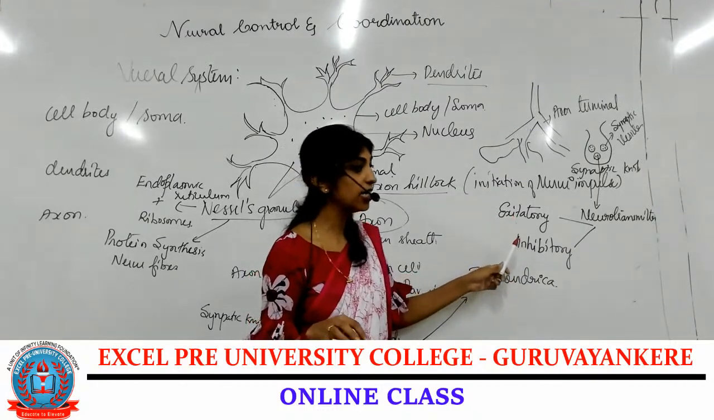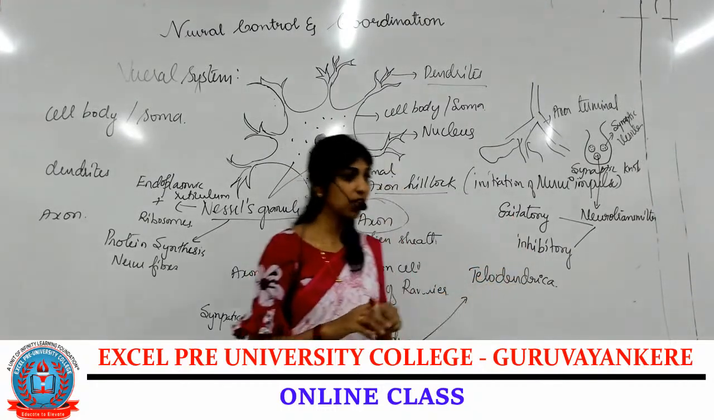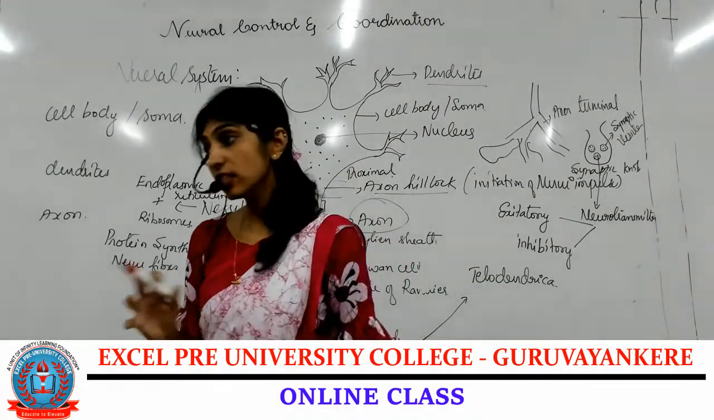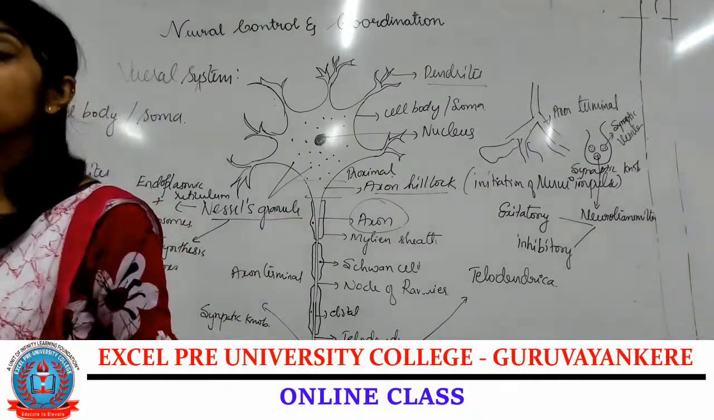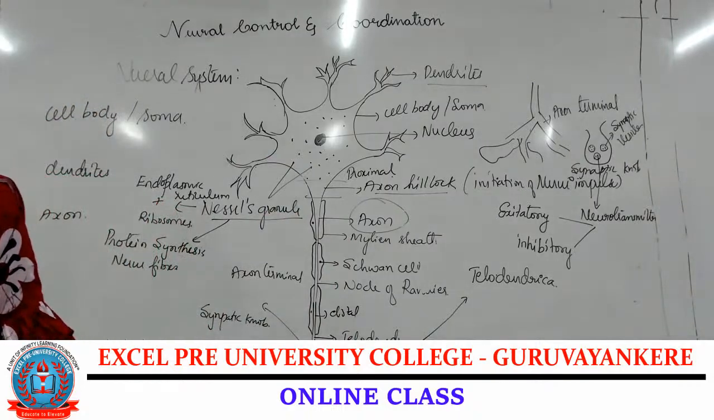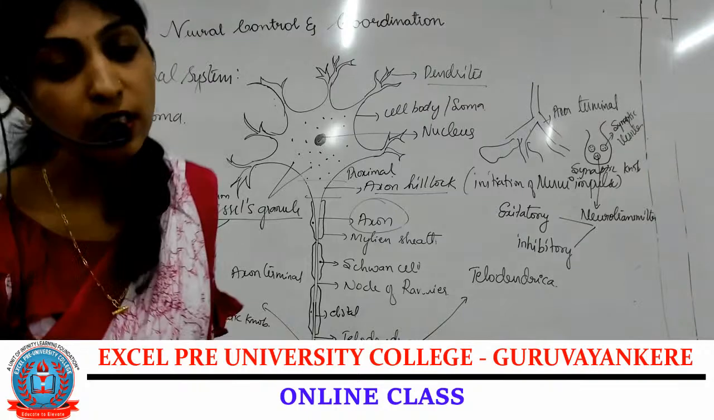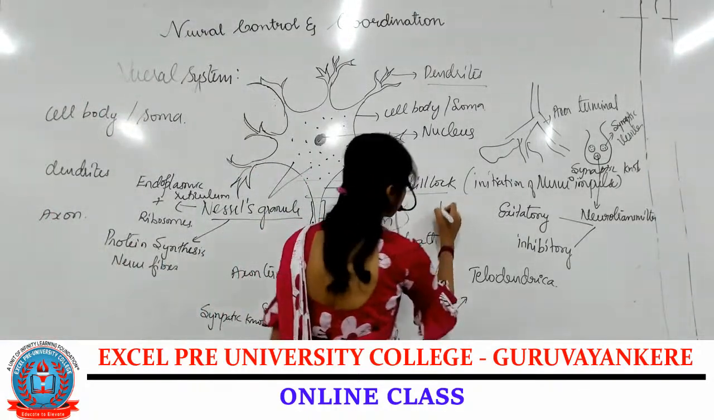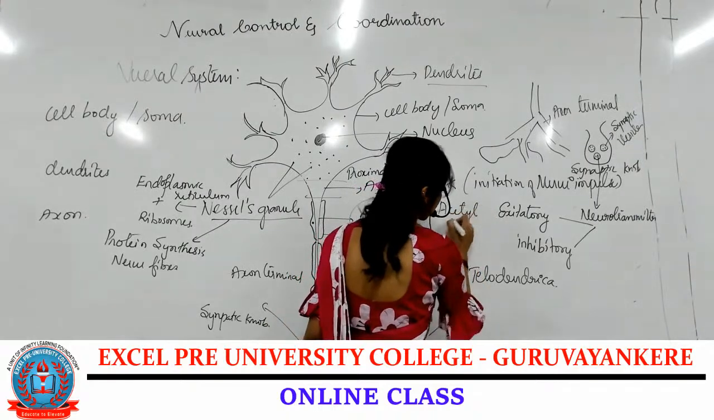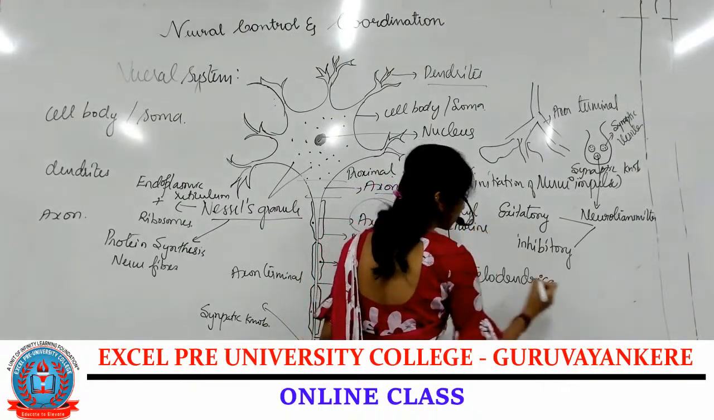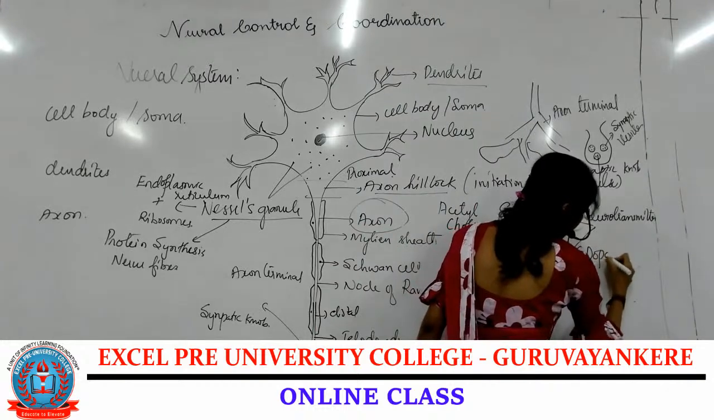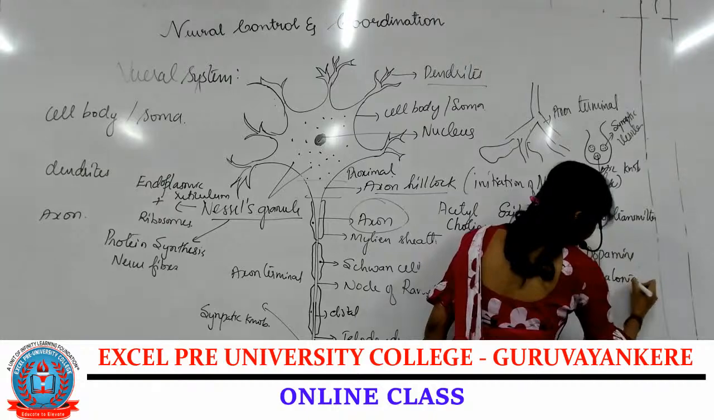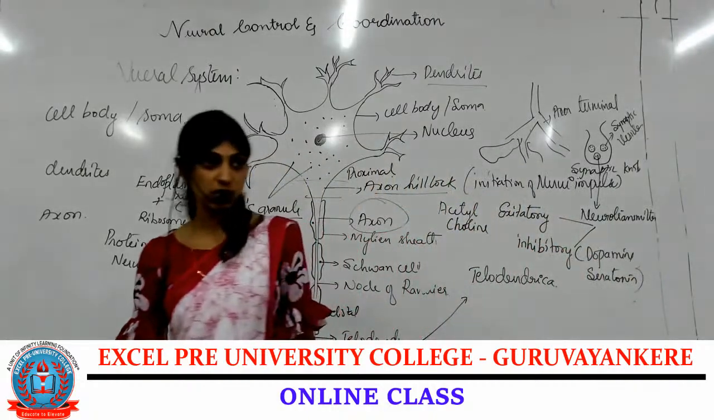Now, coming to the excitatory neurotransmitter, I'll give you an example: acetylcholine. Acetylcholine is an excitatory neurotransmitter. And dopamine or serotonin, they are the inhibitory neurotransmitters.